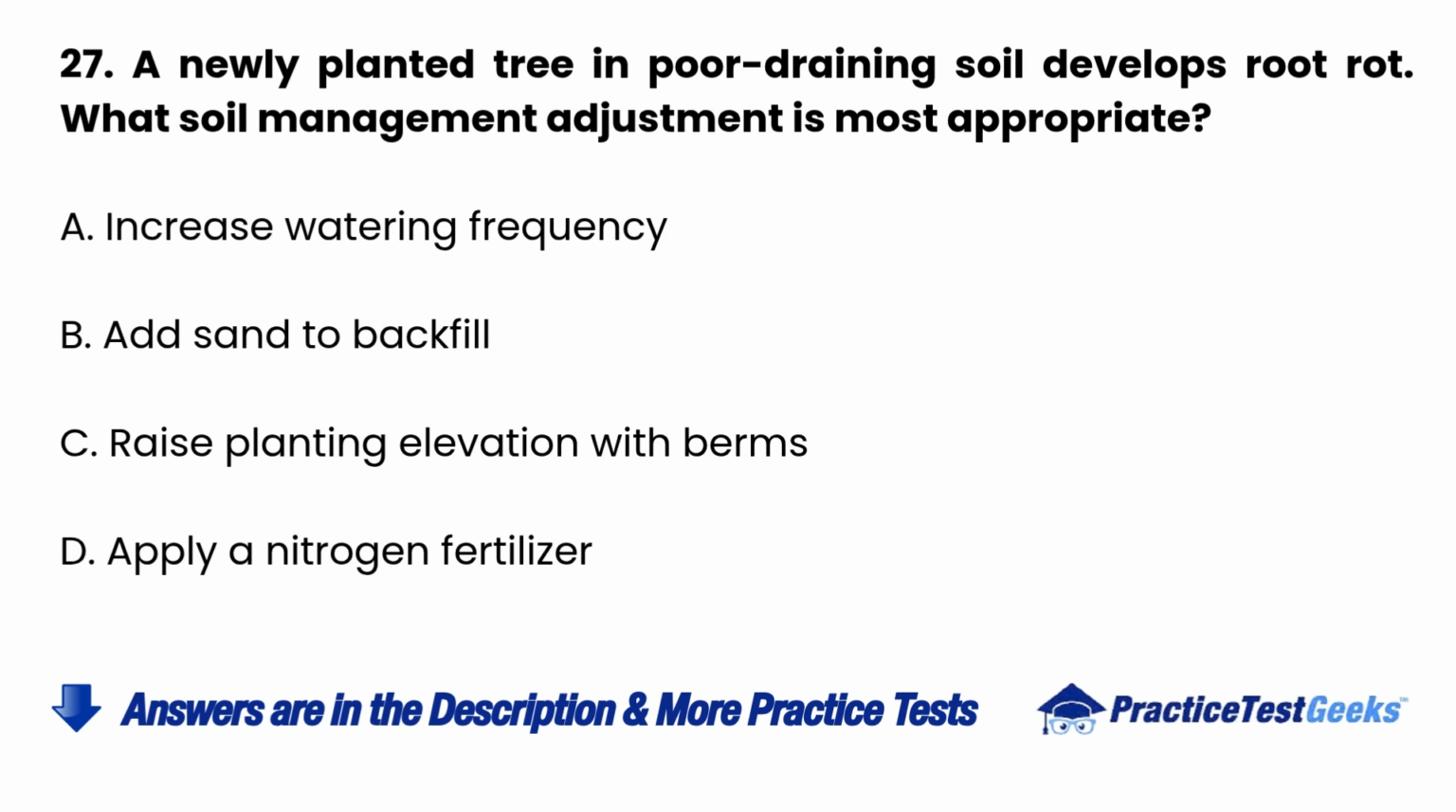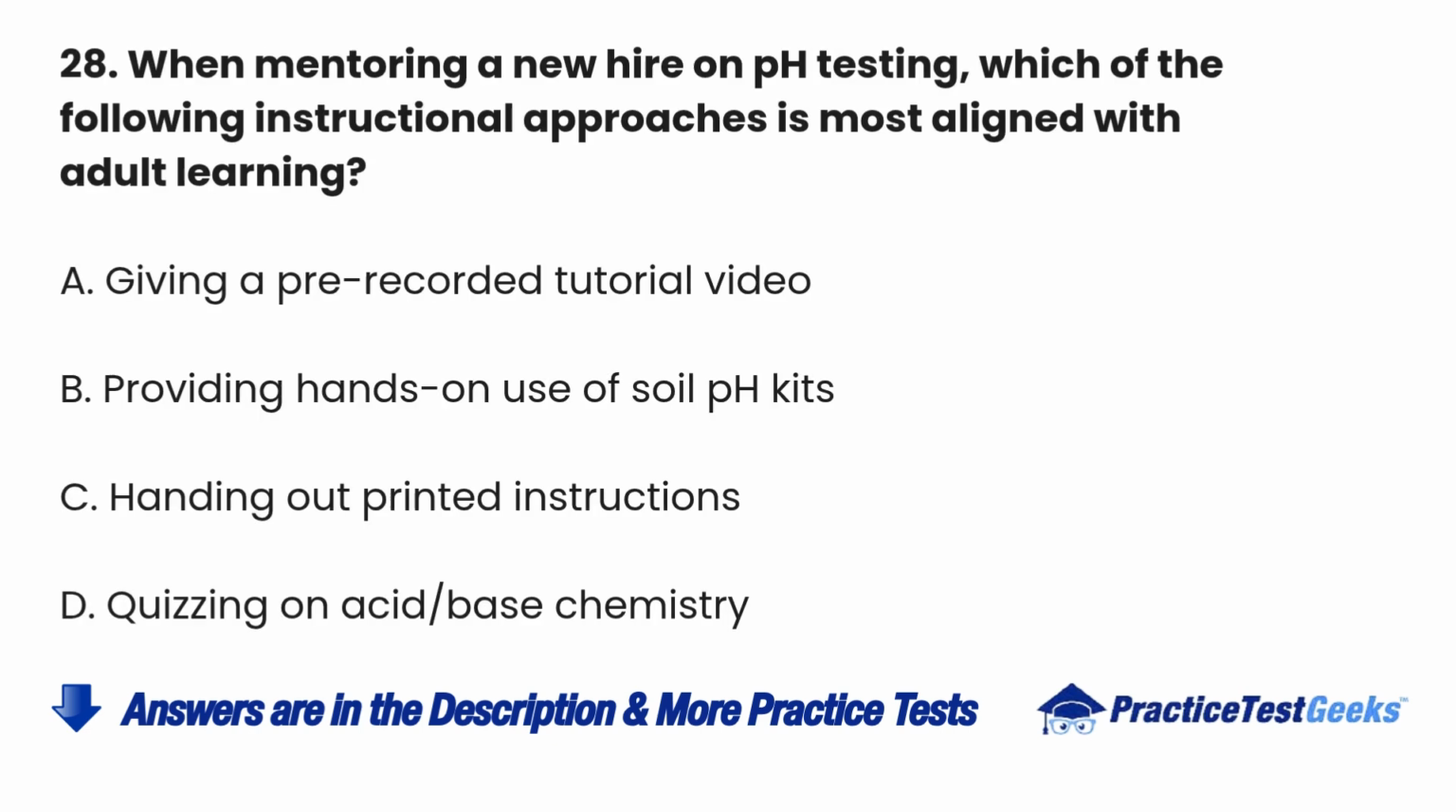27. A newly planted tree in poor draining soil develops root rot. What soil management adjustment is most appropriate? A. Increase watering frequency. B. Add sand to backfill. C. Raise planting elevation with berms. D. Apply a nitrogen fertilizer.